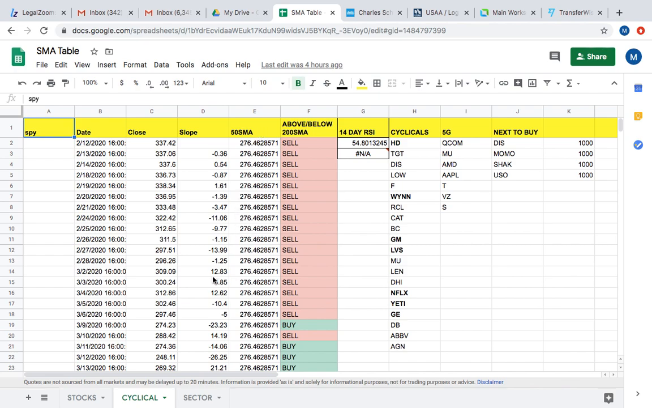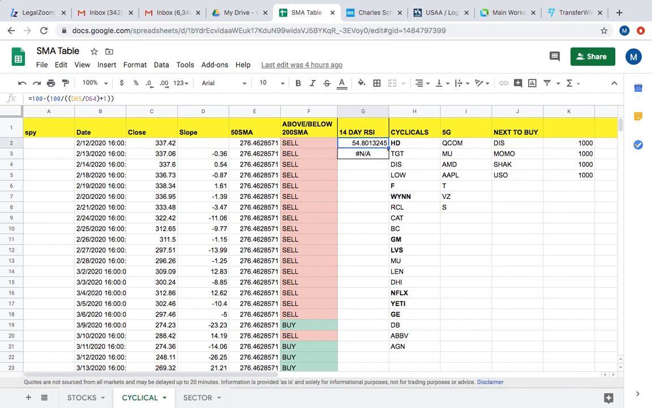So I've pulled up the cyclical tab. Right now I have SPY, which is the S&P 500 ETF. Right now I've got a 50-day moving average as my comparison number that I'm going to go with. And basically this column over here, well, let me back up a little bit. So we got the date, close price. I've got a slope, which I'll get into. That's just the difference in price from day to day. I've got a moving average, and I've got a column that says sell or buy. And then I've got an attempt at calculating a 14-day relative strength index.